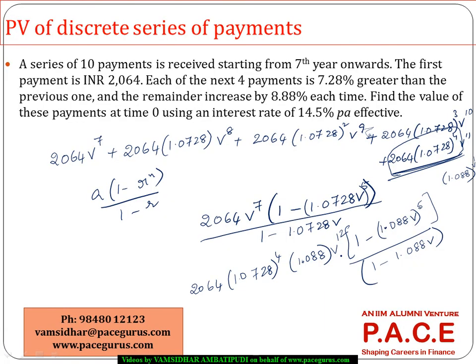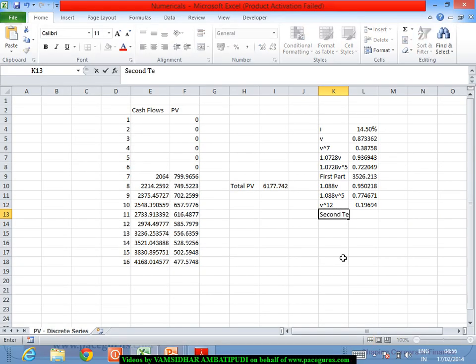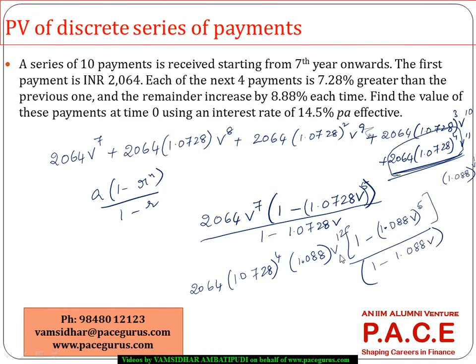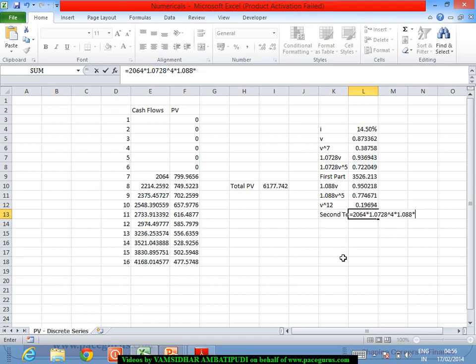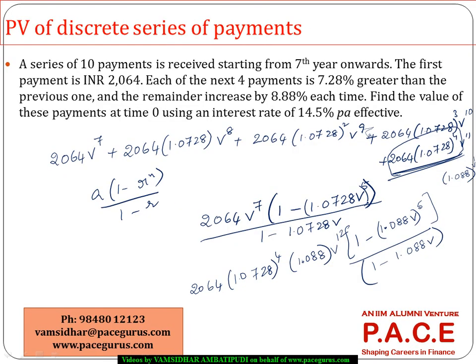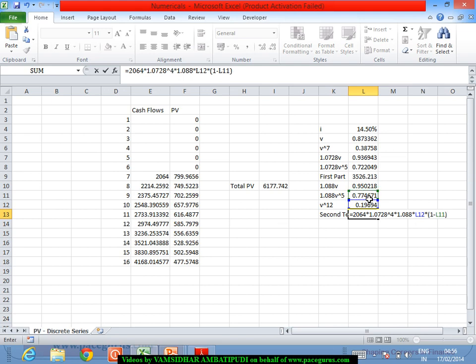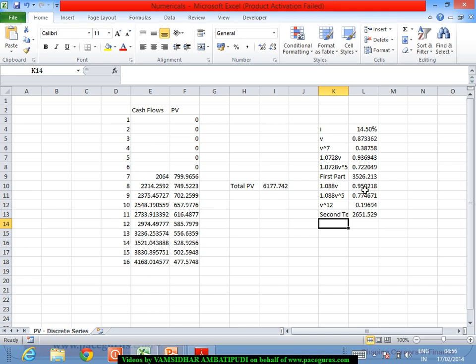So I think now we should be able to compute the second term. So the second term in this calculation is 2064 times 1.0728 to the power 4 times 1.088 multiplied by V power 12 into 1 minus 1.088 V power 5 divided by 1 minus 1.088 V. Now this is leading to some 2651. So if I add up the total present value through this model, which is nothing but the first part plus the second part, it gives me again almost the same calculation, 6177.